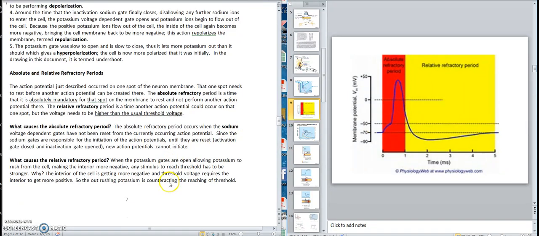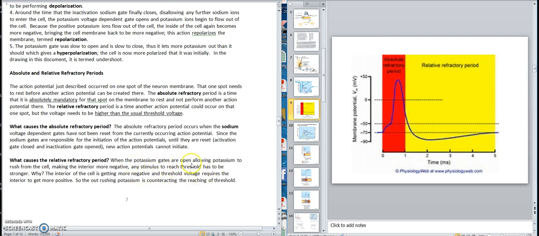Right? Now let's go to the relative. What causes a relative? The relative has to do with the potassium gates opening, allowing potassium to come out. But remember, when potassium's coming out, you're going down this way. Threshold voltage is up this way. So when potassium is coming out, you're making the inside what? More negative. But to get threshold, you have to make it more positive.